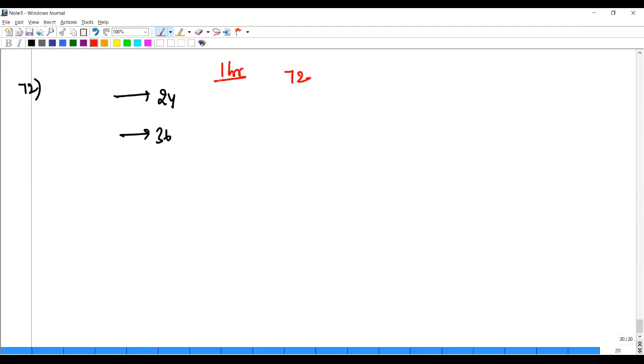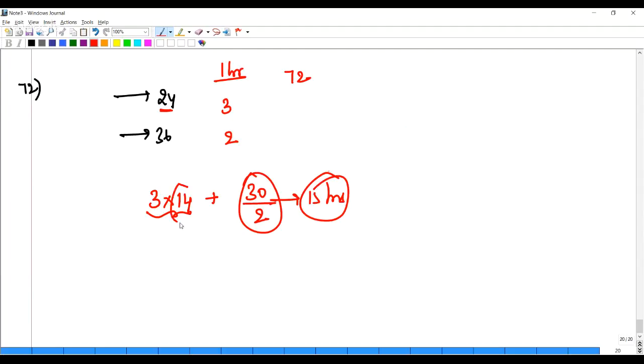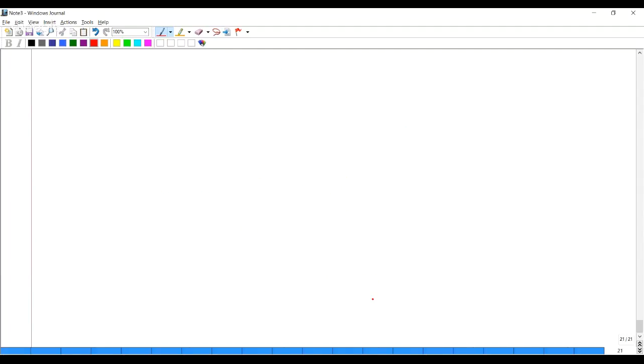1 hour work, if he can complete in 24 hours, he is doing 3 units, and in the other case he is doing 2 units. At this rate, he only works for what? 14 hours. So here, he has actually done what? 42 units. He needs to do 30 more units by 2, which means here he takes 15 hours. Here 15 hours, here 14 hours, 14 hours plus 15 hours. He takes a total of 29 hours.